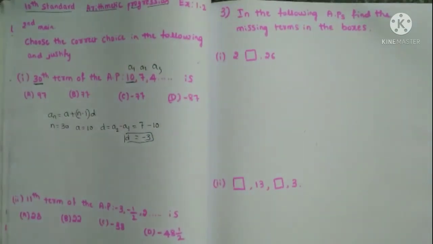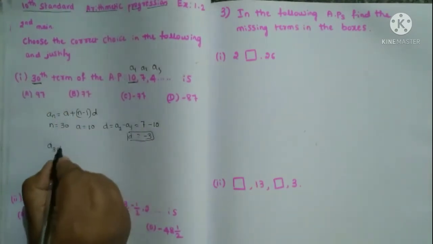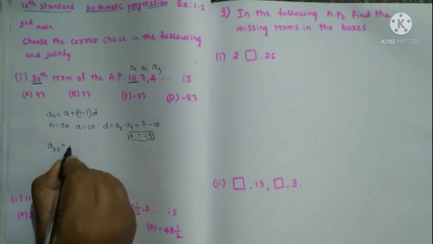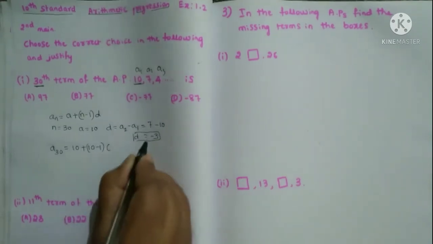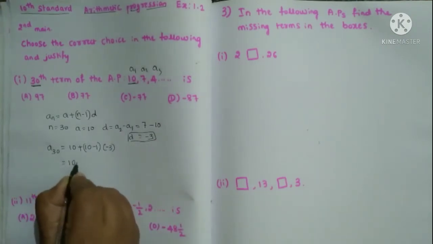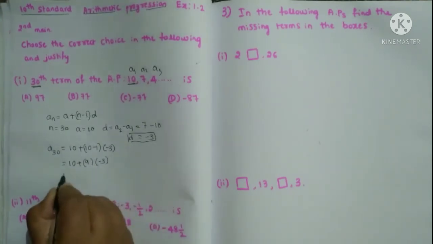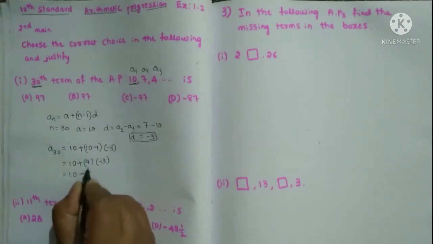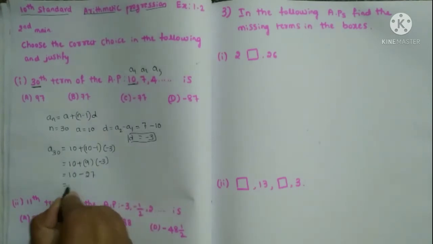So we can substitute in the formula, right? So AN equal to, so A30 equal to, because n is 30 here, the 30th term we want. So A30 is equal to, what A value do we have? 10 plus, n value is 30, minus 1, into D. D value is minus, so you put it in the bracket, minus 3. So 10 plus, 30 minus 1 is 29. Plus into minus is minus, so 29 into 3 is the multiplication between these two. 29 into 3 is 87. So 10 minus 87 is, how much will you get?